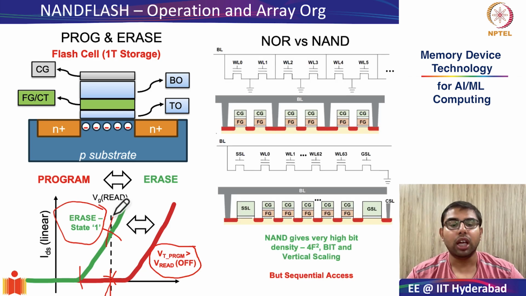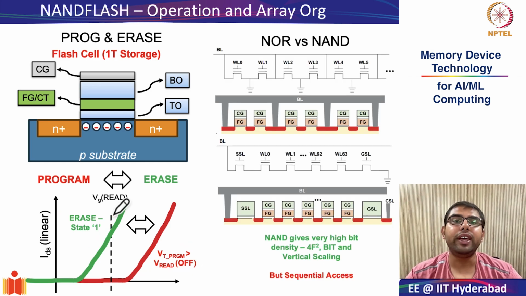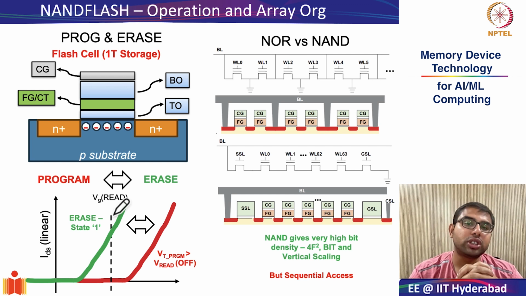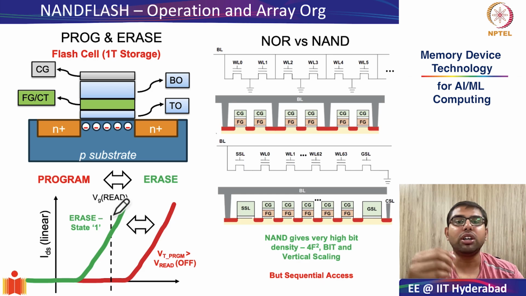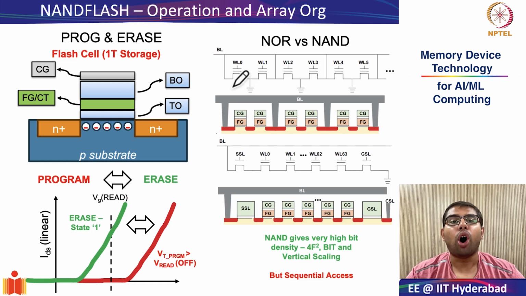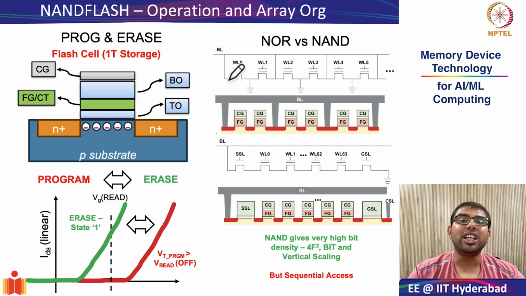Next, we move to study the differences in the organization of these flash cells. This was the NOR organization versus NAND organization. Remember, NOR was your parallel organization where the source of each cell in the array was connected to the source line and the drain was connected to the bit line.